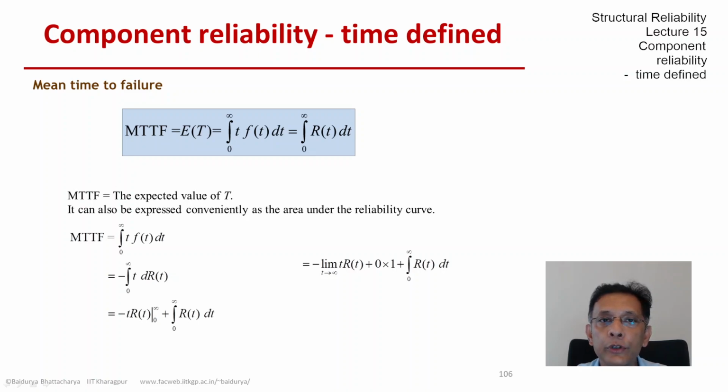But what happens to the first term, the limit of t R(t) as t goes to infinity? It so happens, and we will clearly see this when we define the hazard function, that R(t) goes down faster than t. So t times R(t) as t goes to infinity approaches 0. So that first term ends up being 0, and we are left with the area under the reliability curve that we showed at the beginning.